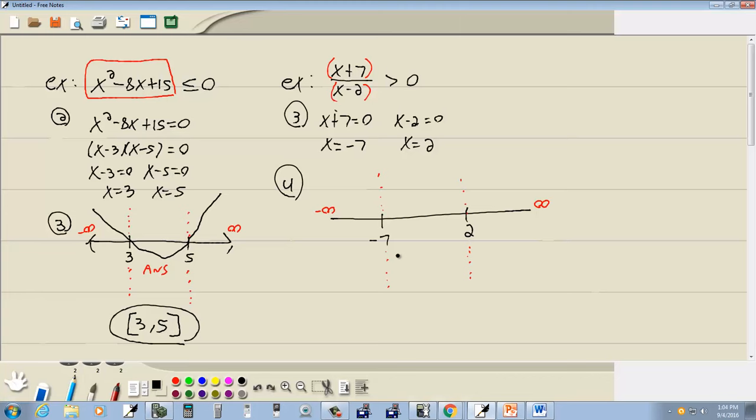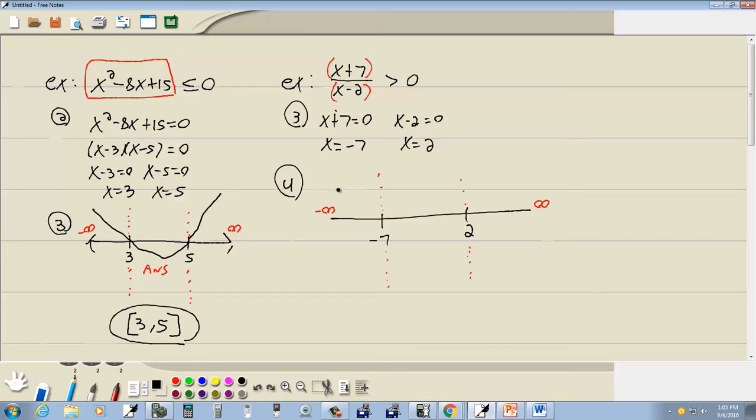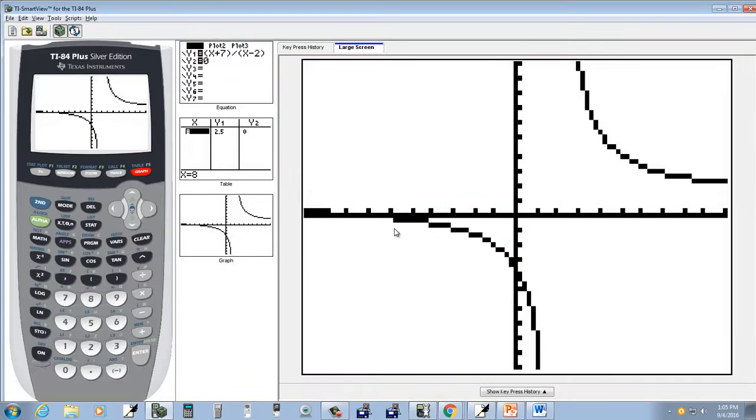Okay, well, it looks like going up to negative 7. Negative 7 is somewhere right here. I see a little bit above. If it's a little bit above, then it's above in that interval. And you don't have to sketch a graph. You're just identifying above and below. Between negative 7 and 2. Negative 7 is somewhere here, and 2 is somewhere here.